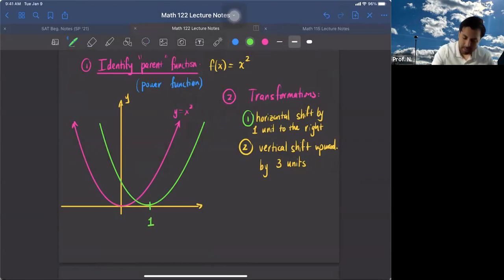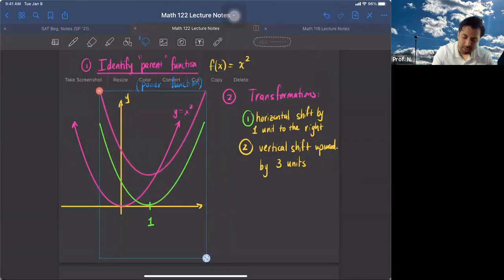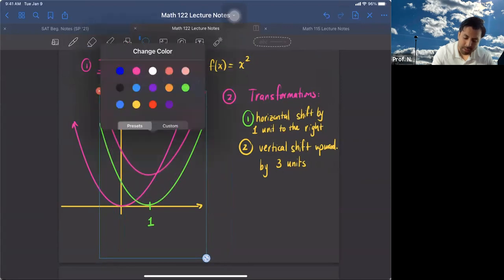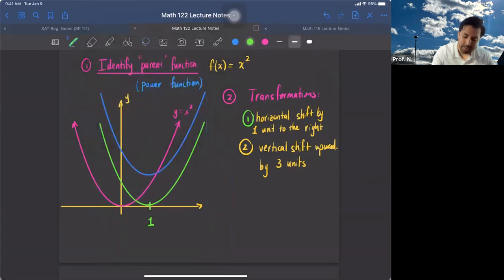And then what's going to happen next? I'm going to take this one here and move it up, right? 1, 2, 3, somewhere up here. And I'm going to change the color as well and make that the blue. Is everyone following this? There's a whole bunch of colors here, but I just want you to see the sequence of transformations and how we are applying it.